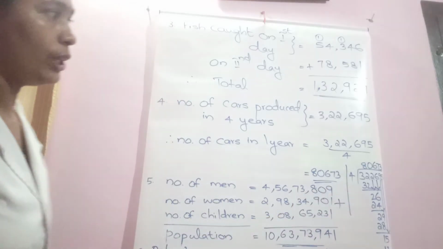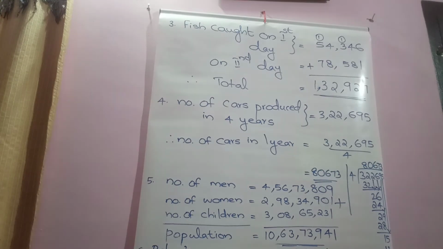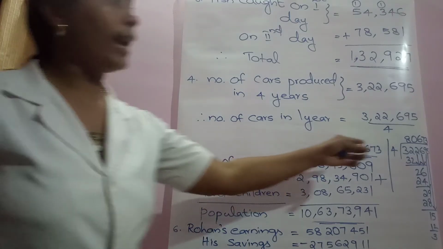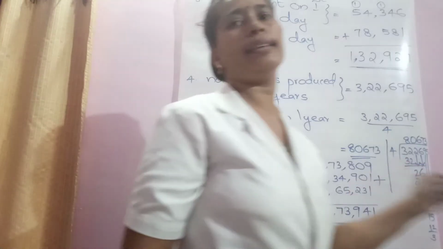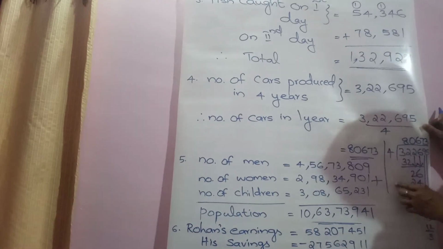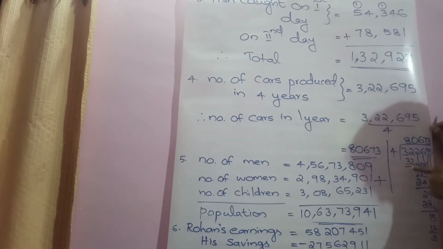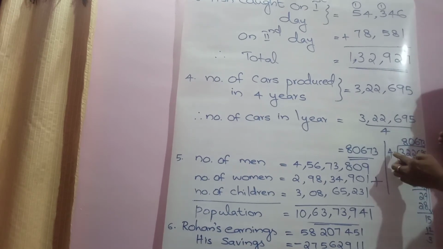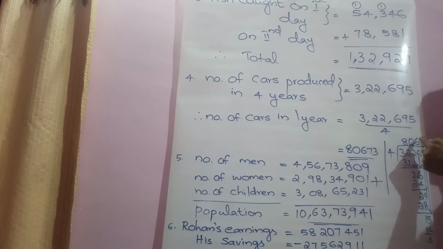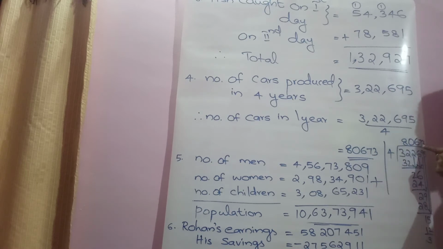3,22,695 by 4. First, in 32, how many 4s are there? 8 4s are there. So 32, balance 0. Then we bring down the next 2. By bringing down 2, 2 is not divisible by 4, so you write 0 on the top. Then you bring down the next digit, that is 6. In 26, how many 4s are there? 6 4s are there, giving 24. Balance 2, bring down 9. In 29, how many 4s are there? 7 4s are there. 7 4s 28, balance 1, bring down the last 5.